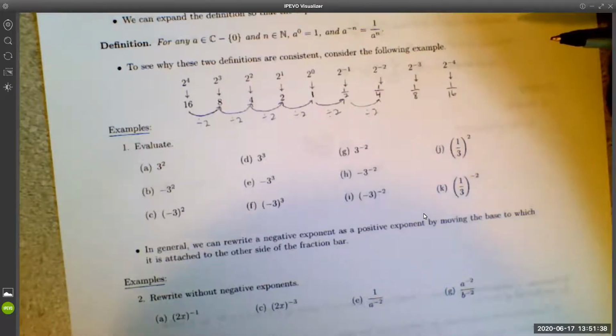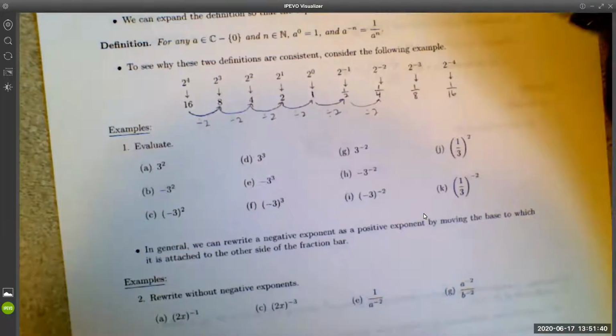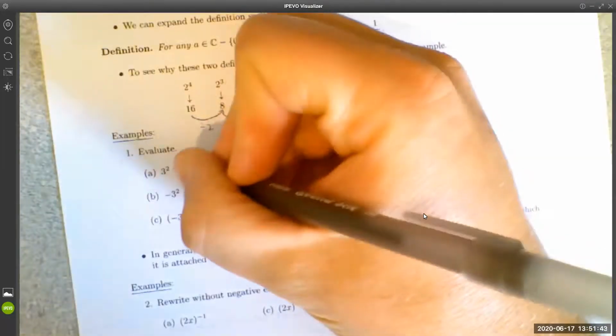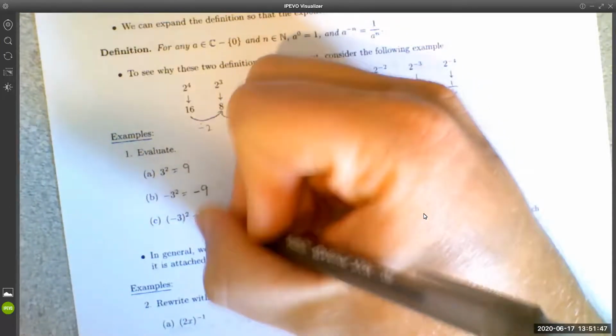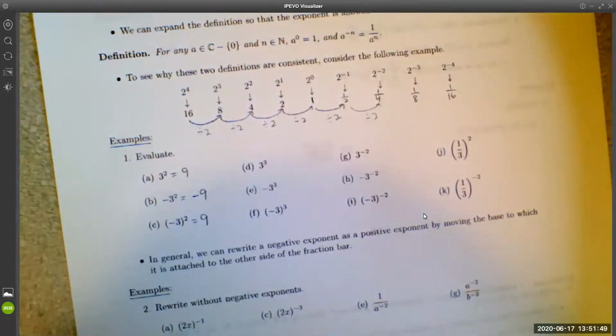Okay, I'm going to fly through my solutions now. We should get 9 here. We should get negative 9 here. We should get positive 9 there. That's kind of confusing for students sometimes.